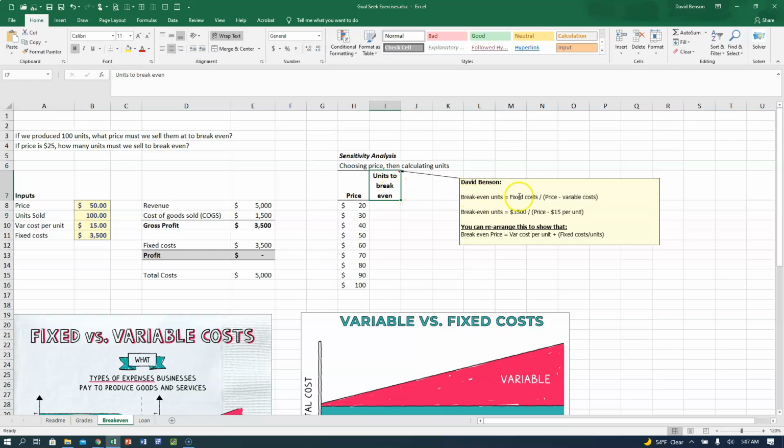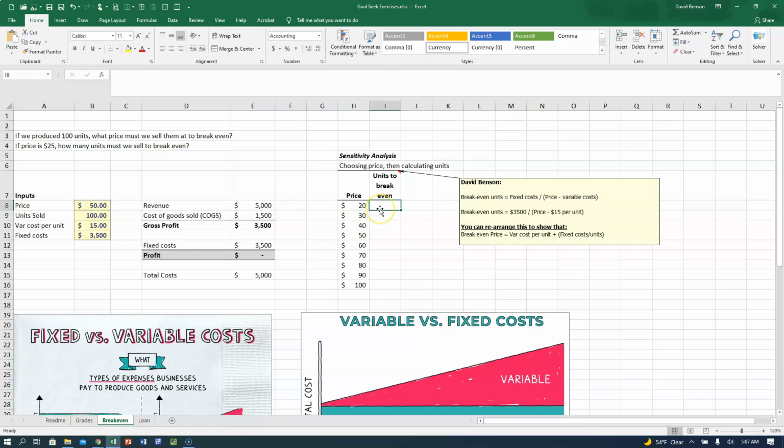So what I want to do is put this formula in these cells. Like I say here, we're choosing the price and then calculating the number of units it takes to break even. The only thing that's going to be tricky here is the price that we want to use. So I've got fixed costs and then price minus variable cost per unit. The tricky part is that the price I want to use is the price in this column and not the price I have over here.